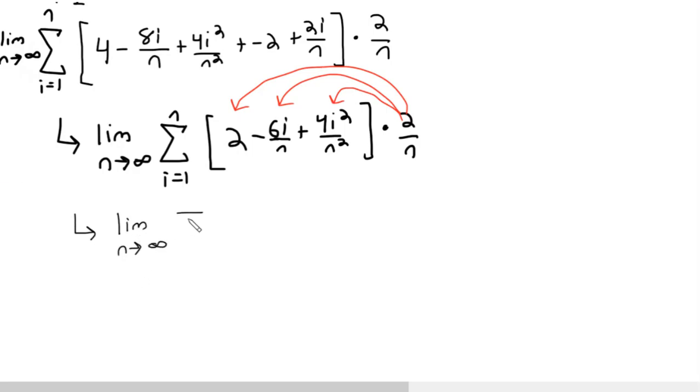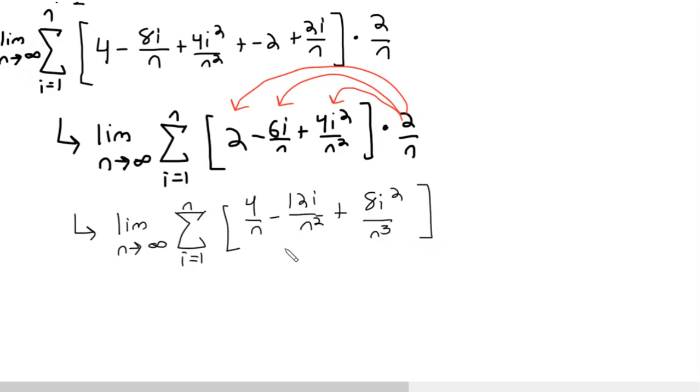So the limit as n approaches infinity. Writing this for the 10 trillionth time, but it's okay. So 4 over n minus 12i over n squared. So again, I'm just multiplying these together. So 4 over n minus 12i over n squared plus 8i squared over n cubed.